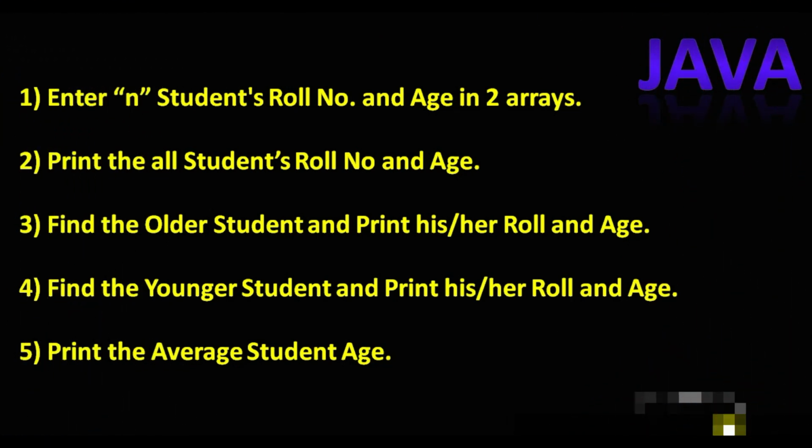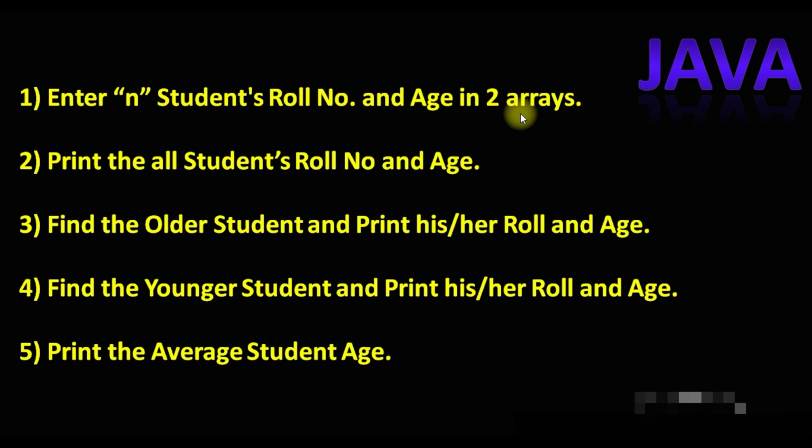Today again we will implement another array example. But first we will understand what the problem statement is, then we will try to understand what the expected output is, and then we will implement this program step by step. So as you can see here, first it says: enter n student roll number and age in two arrays.